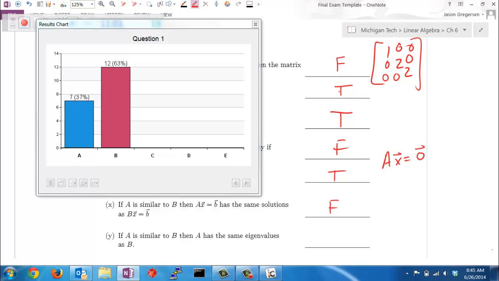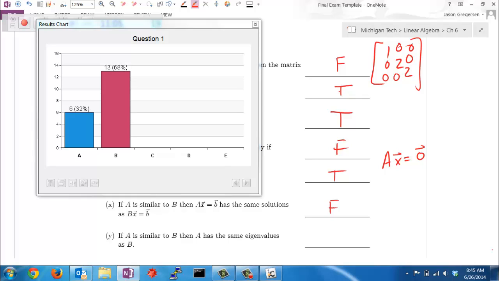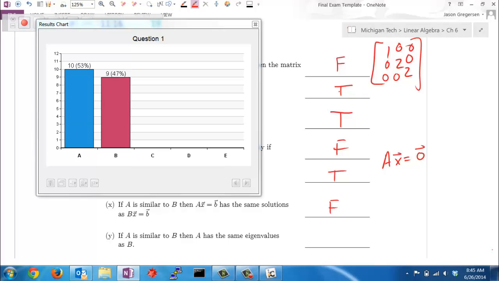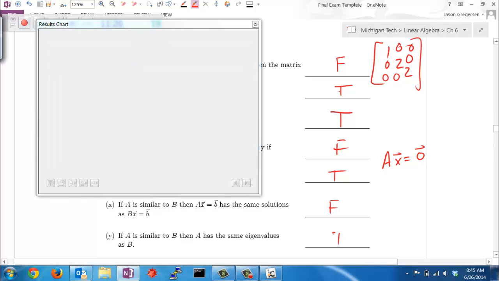That goes the other way too. Row reduction does not preserve eigenvalues. If you just row reduce, trying to simplify things, you'll be changing your eigenvalues. That's why we talk about row reduction. That's why we talk about similarity transforms. Row reduction preserves solutions. Similarity transforms preserve eigenvalues. So this one's true.